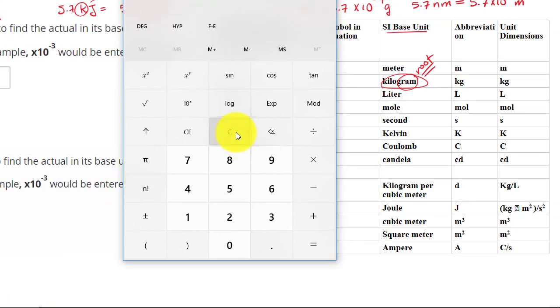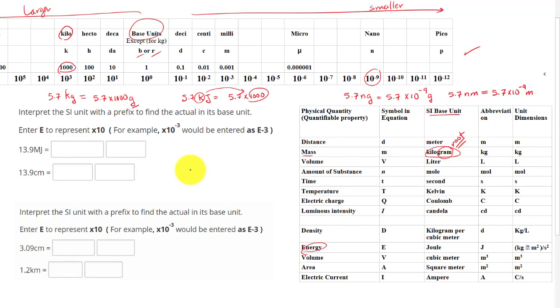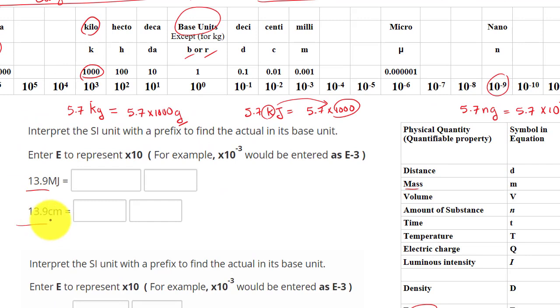Now let's use a calculator to understand what is the actual value of a nanometer. Well, we have 5.7, okay, times 10 to the power, with that exponent being negative 9. So we have negative 9. Look how small that number is. It's extremely tiny, okay? So now let's go back and do our problems. We are going to interpret the measurement right here to find the actual values in its base unit. Again, the base unit is comparing to the root or 10 to the 0 power. Let's look how that works.